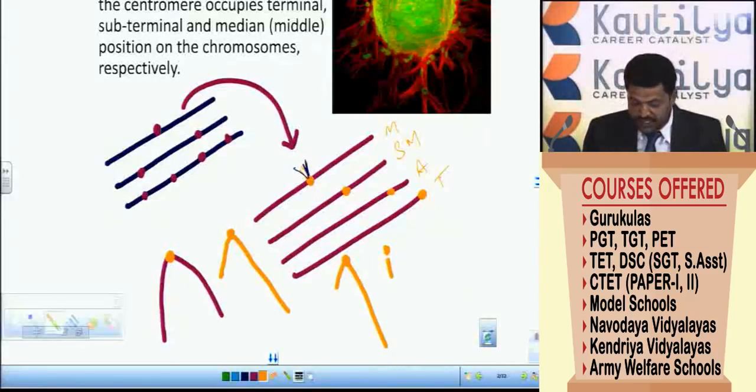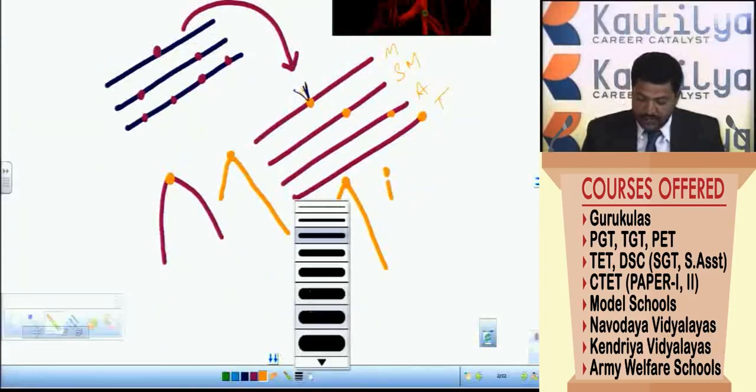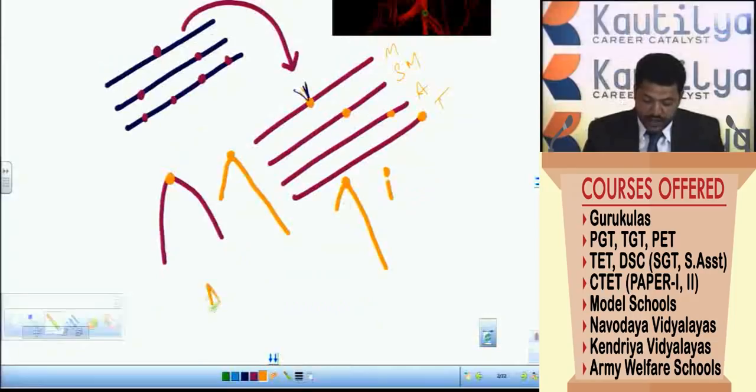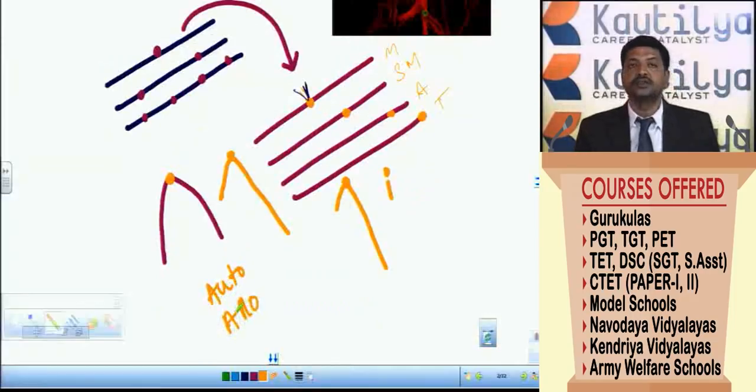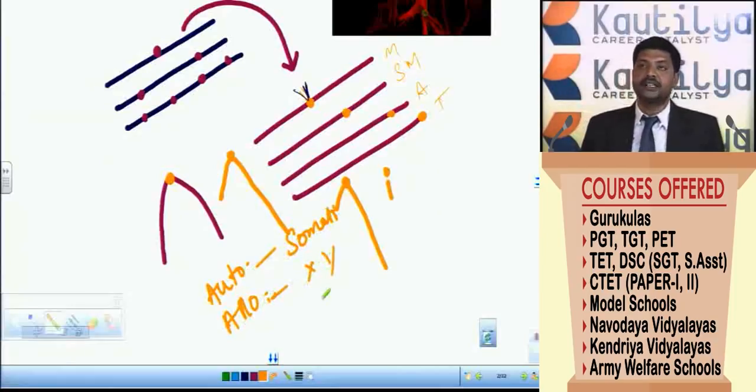Further, chromosomes are classified into other categories: autosomes and allosomes. Chromosomes meant purely for influencing or controlling somatic or vegetative characters are known as autosomes. Chromosomes that determine sex characters are called allosomes, for example the X and Y chromosomes.